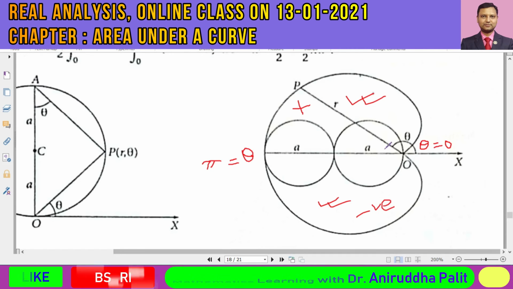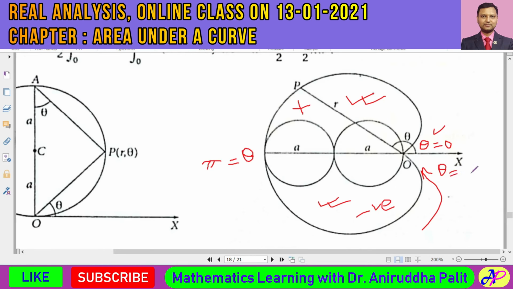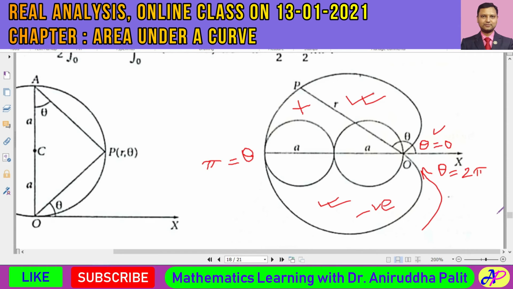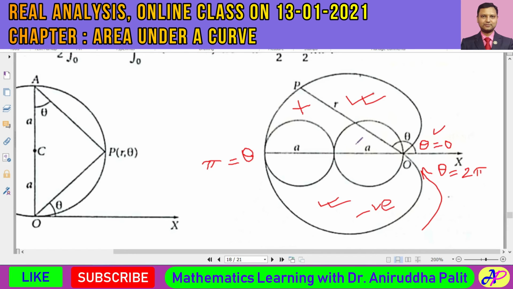Got it? So if you want to find out the total area starting from theta equal to 0 up to again coming back to this position, and if you just put theta equal to twice pi in the formula of integration, ultimately you will find that the total area is equal to 0. The reason behind it is that this positive area and the negative area cancel each other. But we don't need to cancel these two positive and negative areas. We need to compute the total area.